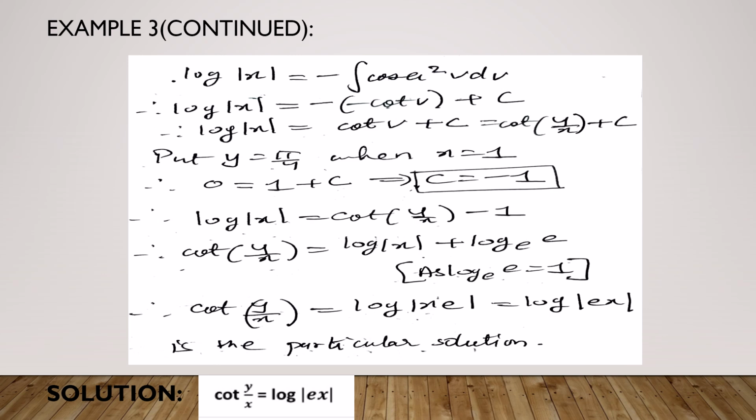Cot y by x is equal to log mod x plus 1. When you bring 1 on this side, 1 you can write as log e with the base e. Correct? So you know log of x plus log of y is same as log of x into y. So cot of y by x is log x into e. So your particular solution given the condition is cot y by x is equal to log mod ex.